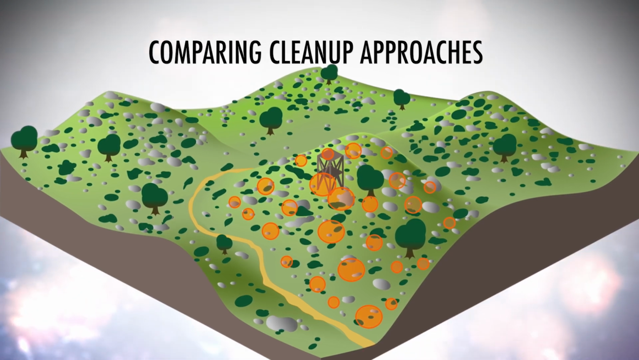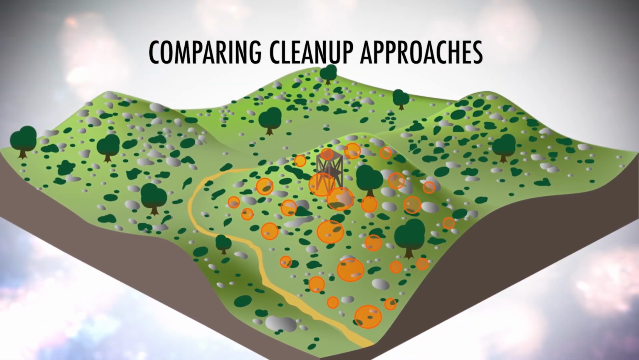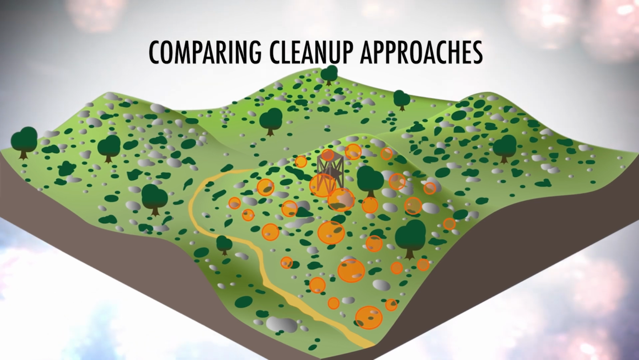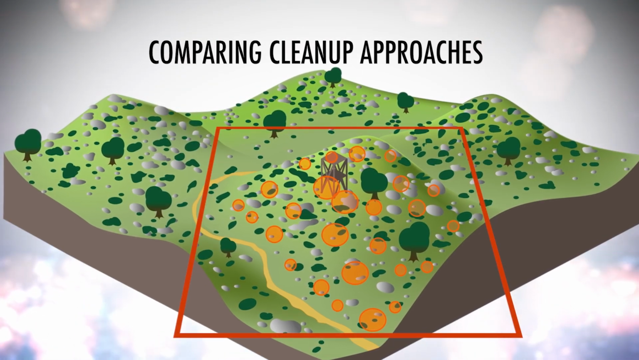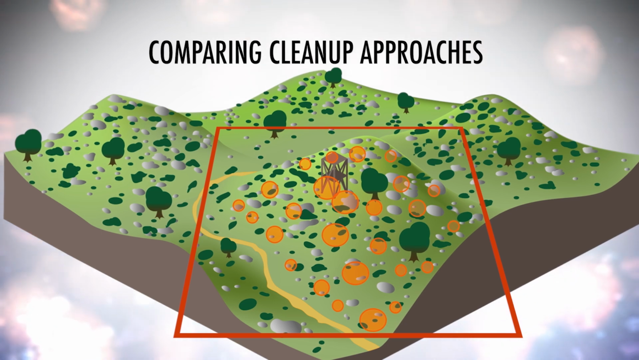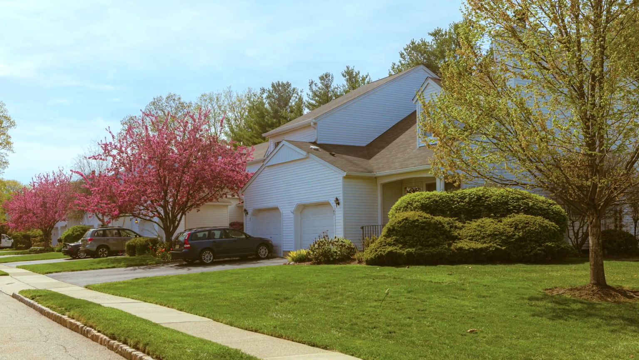First, let's consider the approach taken on a typical site in California, where risk assessment is used to determine how the site is cleaned up. In this example, we would consider the outlined area to be representative of an exposure area. This is the area that a receptor, such as a future resident, would be in regular contact with.